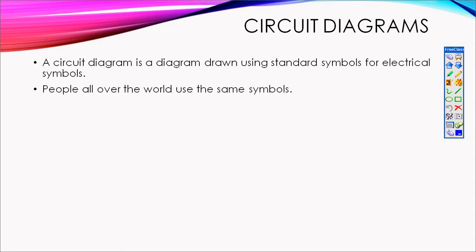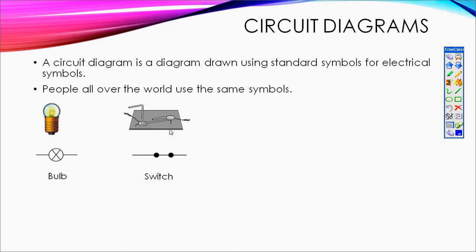So here I have a light bulb. Here's the real picture of a light bulb, but this is the symbol of how a light bulb would look like. Okay, this is the picture of a switch, but this is the symbol of a switch. Now remember, this is a closed switch. What it means is that the electricity will be able to flow through the switch. If I want to draw the switch open, it will be off and the electricity will not be able to flow.